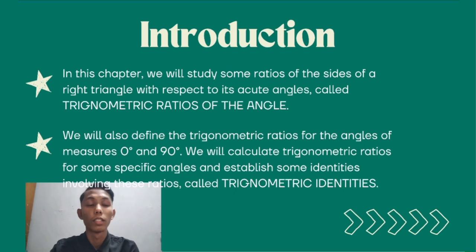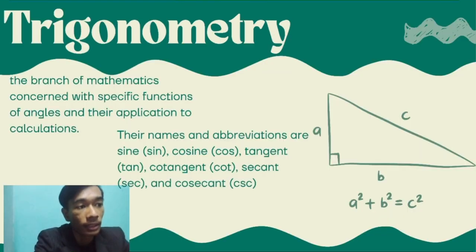We will also define the trigonometric ratios for the angles of measure 0 degrees and 90 degrees. We will calculate trigonometric ratios for some specific angles and establish some identities involving these ratios, called trigonometric identities. Okay, trigonometry is the branch of mathematics concerned with specific functions of angles and their application to calculation. Everyone can refer to the slide for more detail.